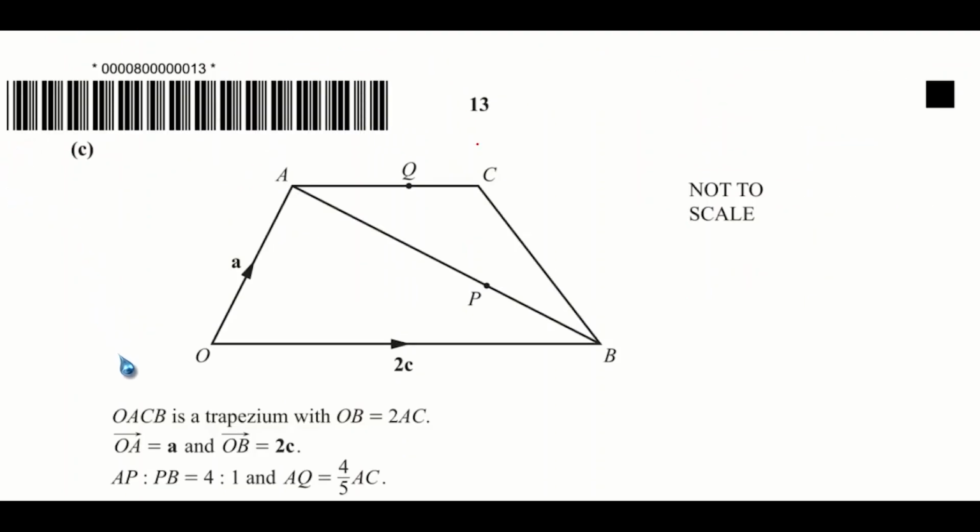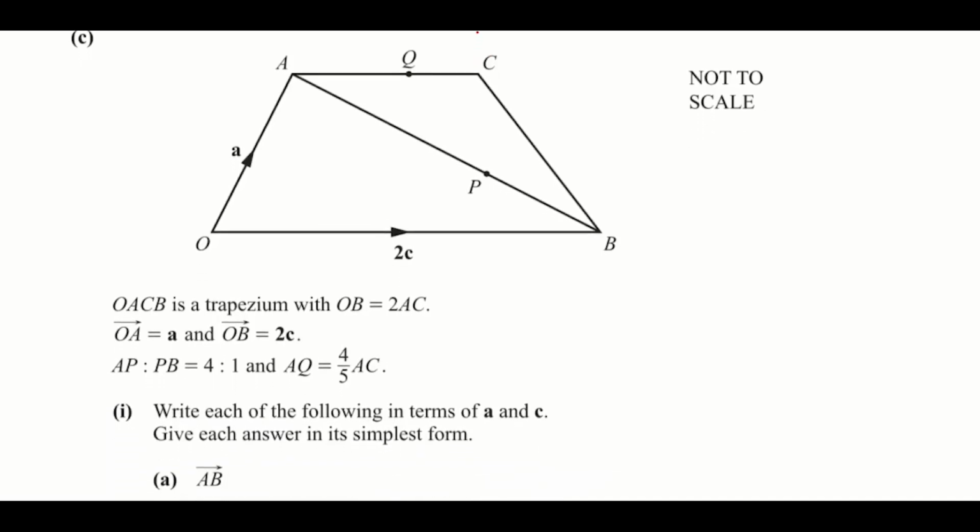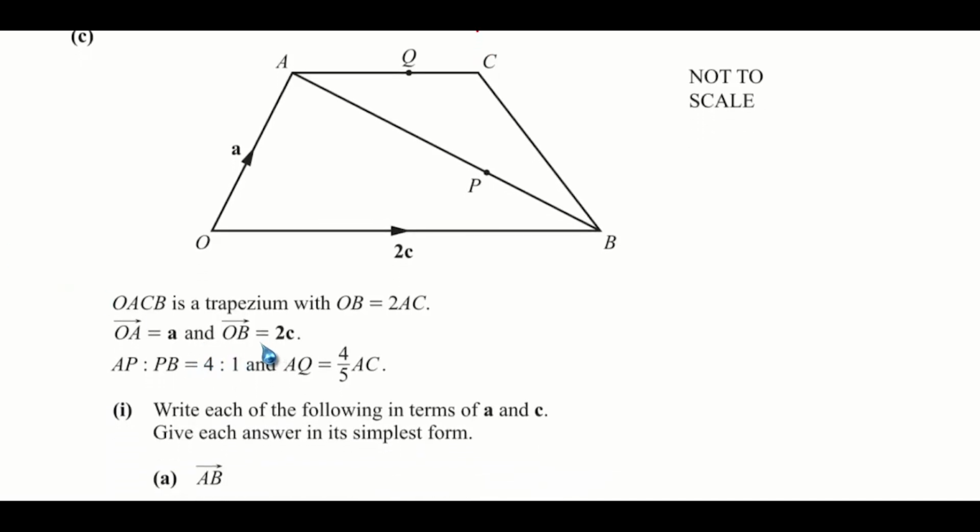At C, OACB is a trapezium with OB equal to 2AC, OA equal to vector A, and OB equal to vector 2C. AP to PB is in the ratio 4 to 1, and AQ equals 4 over 5 of AC. Write each of the following in terms of vectors A and C. Give each answer in the simplest form.